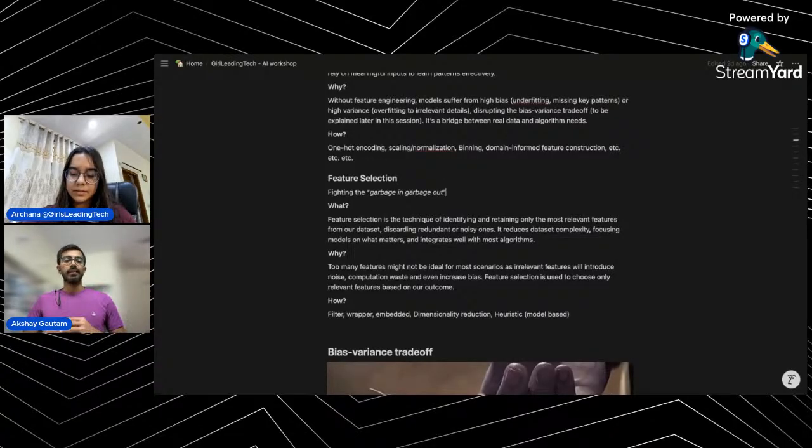So again, as I told, feature selection chooses only relevant features based on what we want. So if I want to find out which candidate will be a good fit for my company, I would use, let's say, what skills they have, how many projects they have built, maybe years of experience even, right? But not gender and age and things like that. Those are irrelevant for us.